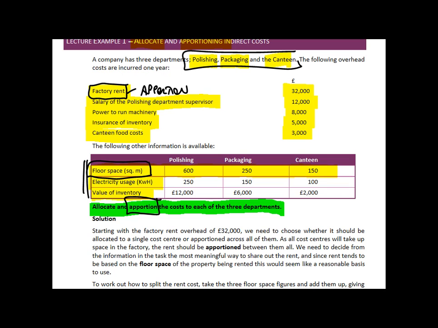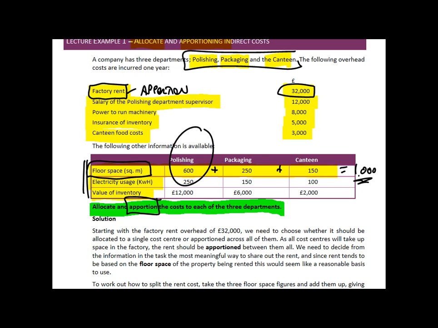So how can I use these figures to apportion the rent cost, which is a total of £32,000? The easiest way to do this is to start by adding up the three floor space figures. 600 meters plus 250 meters plus 150 meters is a total of 1,000 square meters. I can use that total to start creating fractions to break down the rent. For the polishing department, they occupy 600 square meters out of a total of 1,000. That's a bit more than half, isn't it?